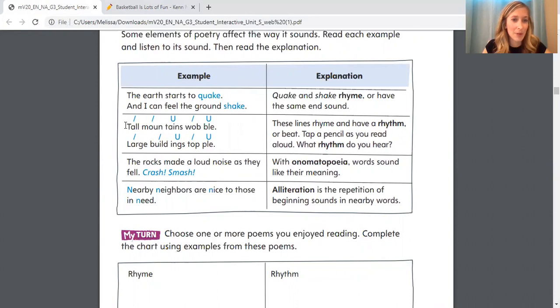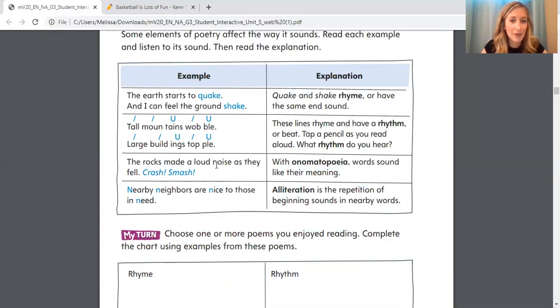Let's look at this example. Tall mountains wobble, large buildings topple. These lines rhyme and have a rhythm or beat. It says to tap a pencil as you read aloud. What rhythm do you hear? Here's my example. Tall mountains wobble, large buildings topple. Do you guys hear the same rhythm or do you hear a different one? Let's look at our next example.